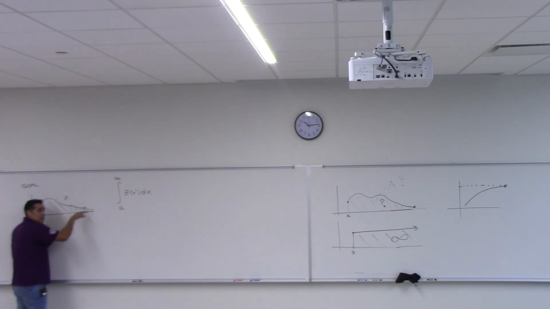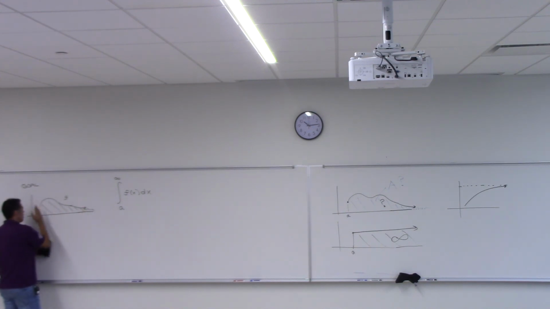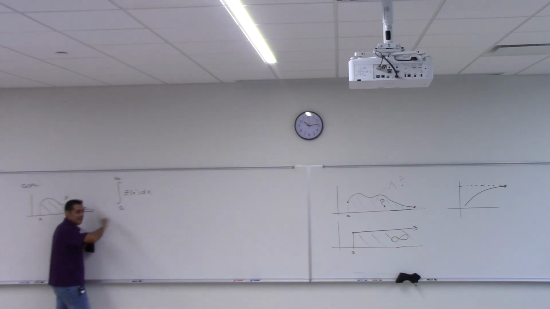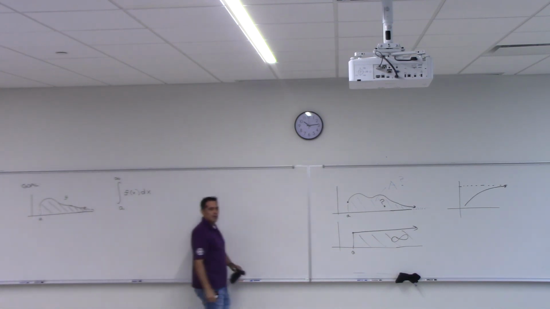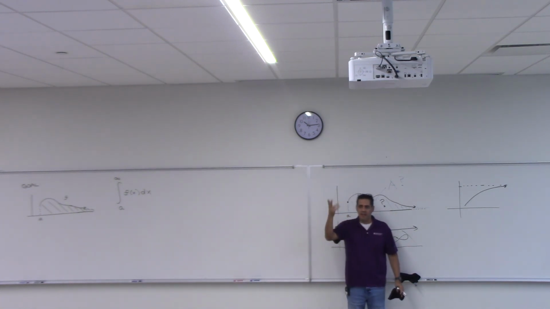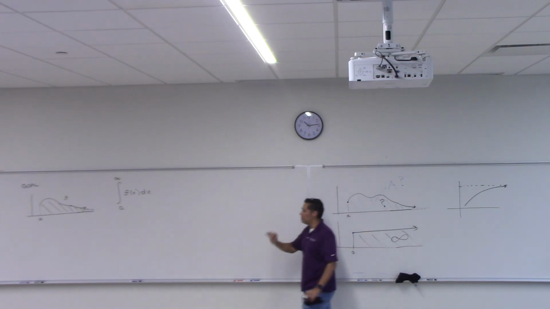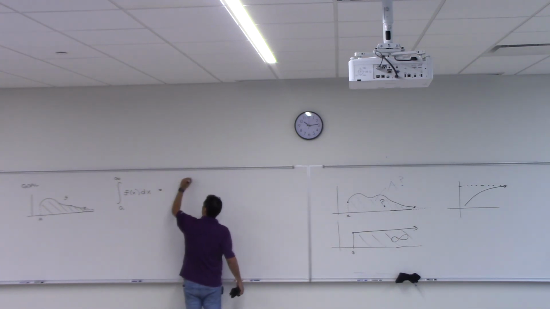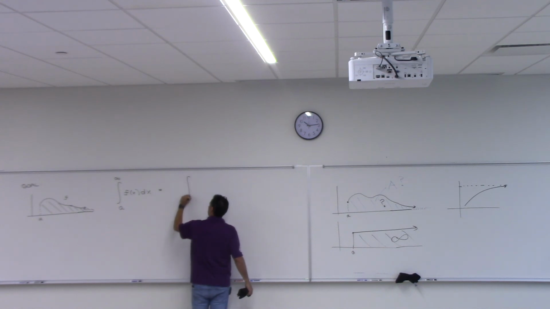Since I want to go forever and see what the area is, I'm going to go from a, which is my starting point here, and I want to stop never. I want to go forever. But how do we do that? Infinity is not a number. Infinity is an idea. So what we do is this. We change this integral to go from a to t.